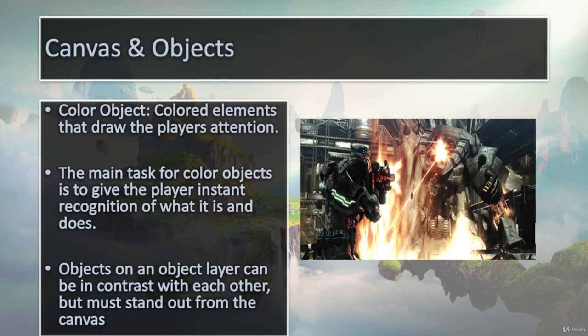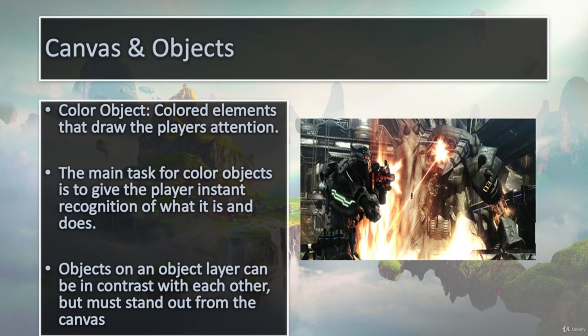Objects on an object layer can be in contrast with each other, but must stand out from the canvas. So looking at the image to the right, the objects would most probably be the giant robot creature that is firing lasers out of his eyes, and the supporting player who is shooting at it. That is pretty much what the layers of objects are identifying, but obviously the player's reaction is going to be towards what is happening in the middle of the screen.